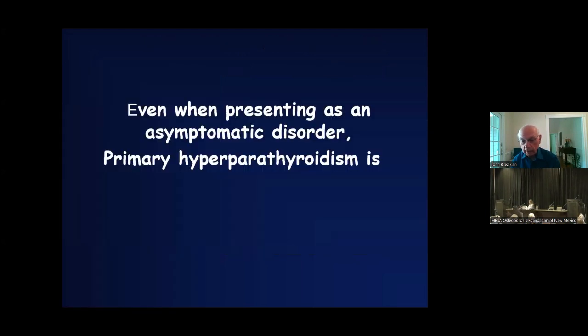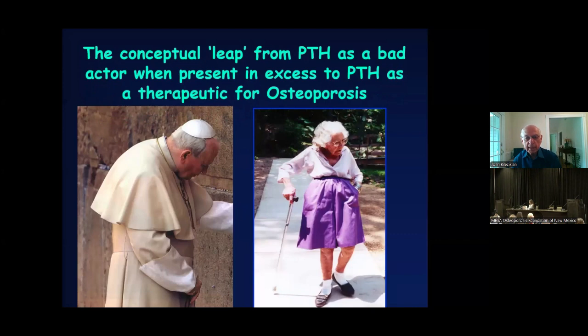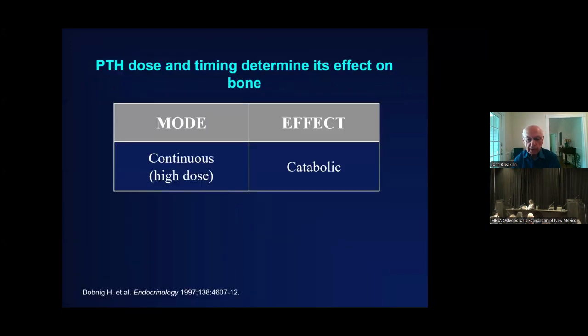Now, I point that out, not because we never see it, but we don't see it as much now as we used to. Much more often, we see the disease, hyperparathyroidism, presenting as a relatively asymptomatic disorder. Nevertheless, we and others have shown that even in this more modern presentation of hyperparathyroidism, it can be bad for bones. So we now want to make a conceptual leap from PTH as a bad actor when present in excess to PTH as a therapeutic for osteoporosis.